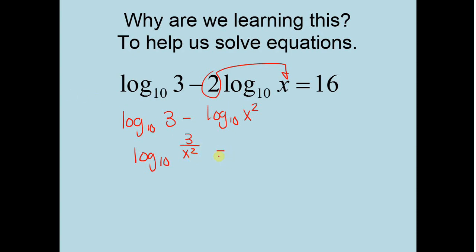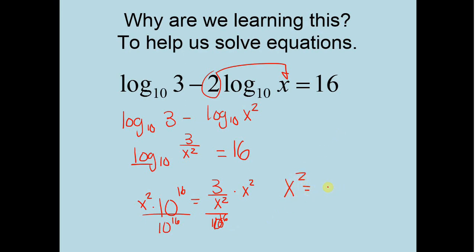And this equals 16. So now, what I can actually do, I can convert this into exponential form because I have only one log. So we would have 10 to the 16th equals 3 over x squared. Pretty cool, right? So now I can multiply by x squared on both sides and divide by 10 to the 16th. If you're okay with that, I'm going to do multiple things at a time. So I'm going to have x squared equals 3 over 10 to the 16th. I'll square root both sides, and you'd be left with x equals plus or minus the square root of 3 over 10 to the 16th.